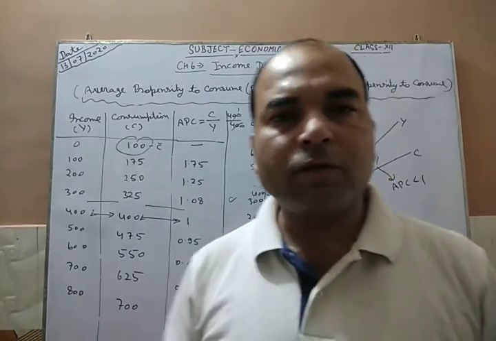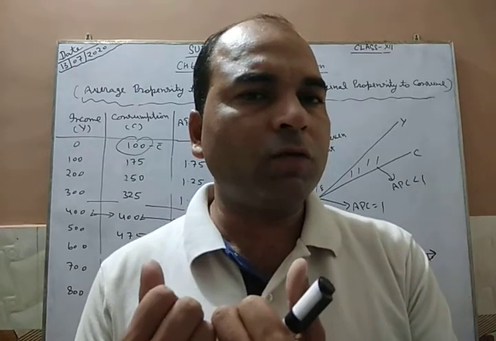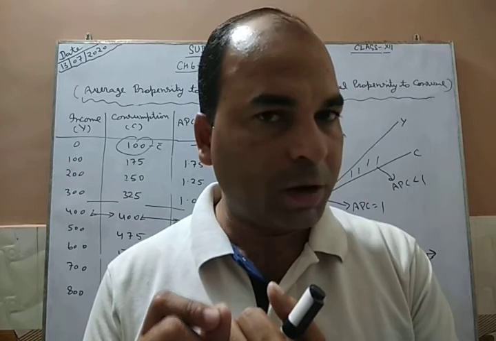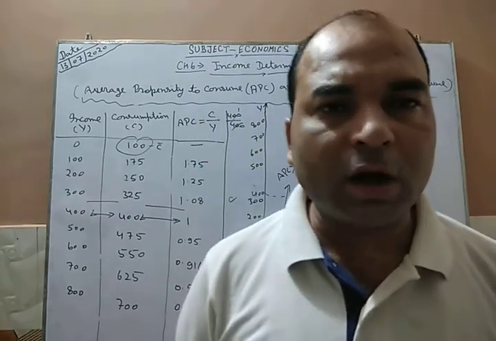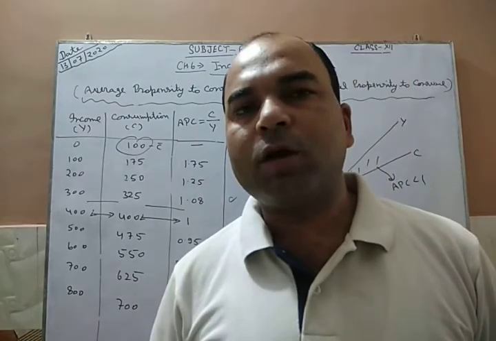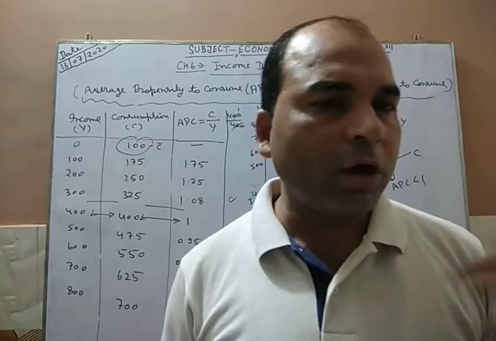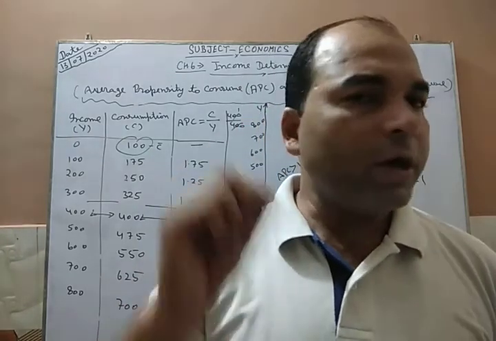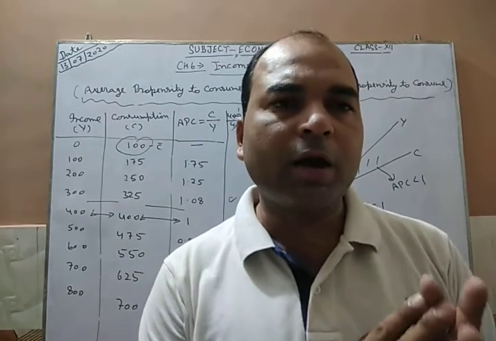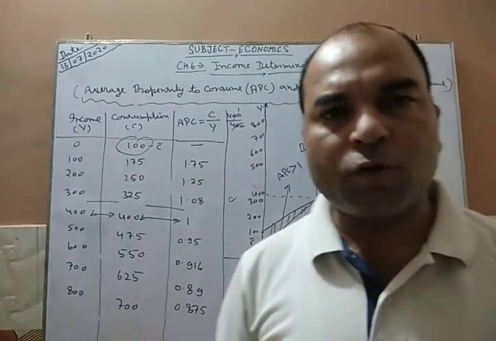Consumption function is a functional relationship between consumption and income. Keynes's terminology in The General Theory of Employment, Interest and Money, which Keynes wrote in 1936, gave a world-famous definition of the consumption function. According to Keynes, if income is increasing, then consumption is also increasing.